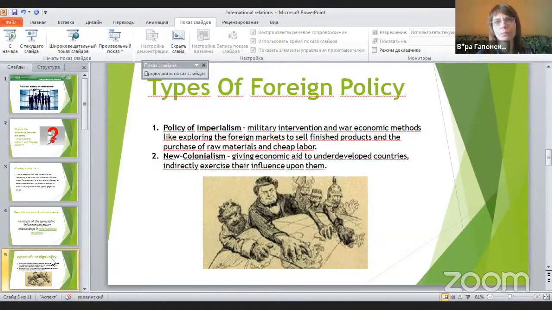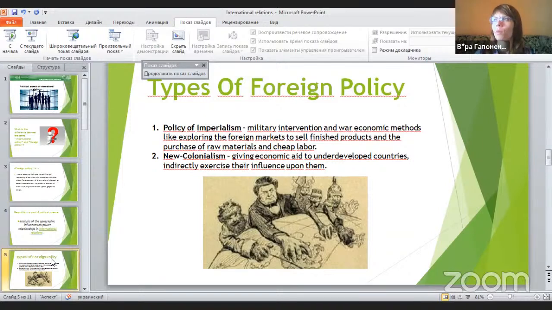This country used different products and different materials to increase the benefits for its own economic development.